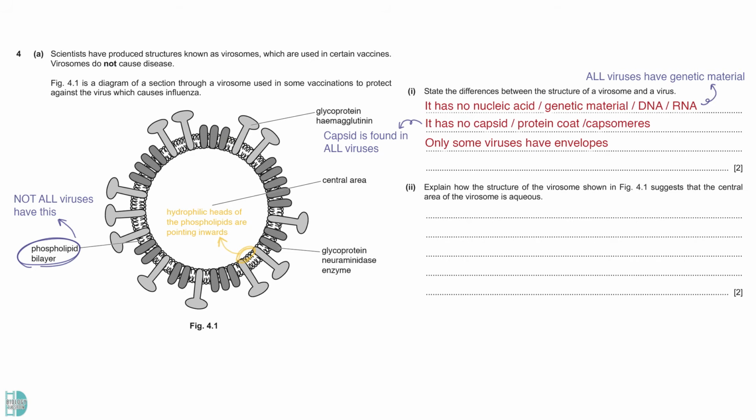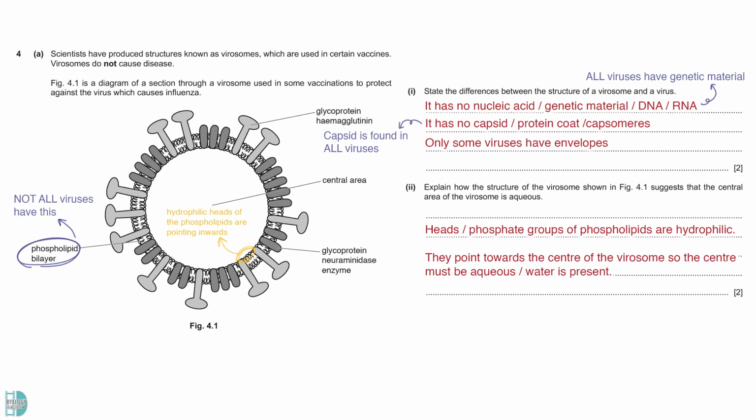If it is not an aqueous environment, you would have the fatty acid tails pointing that way instead. Because the phosphate group heads of phospholipids are hydrophilic and they are pointing towards the center of the virosome, it must be aqueous.